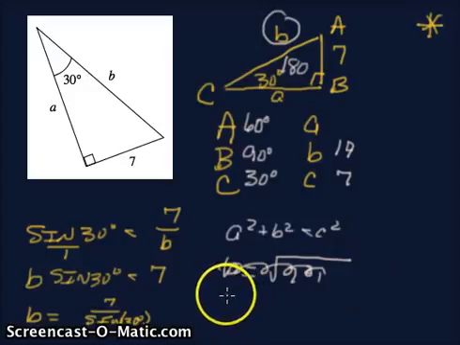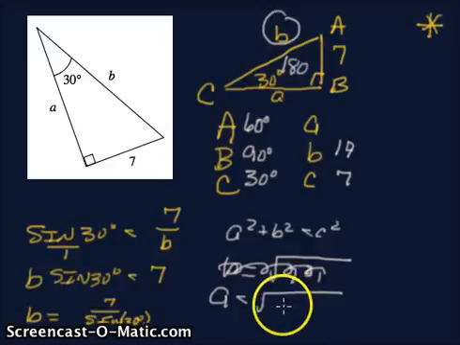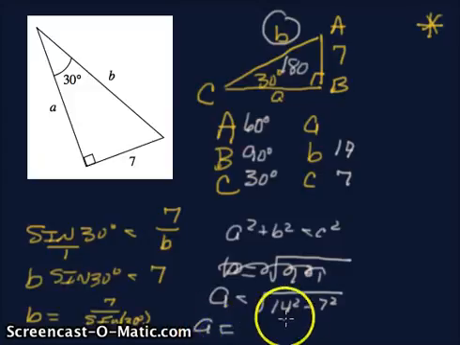So A is equal to the square root of B squared, which is 14 squared, minus the 7 squared. And so A is equal to, what's that, 196 minus 49? So I think that is the square root of 147. Like I said, I round mine to 2 decimal places, so this is 12.12.